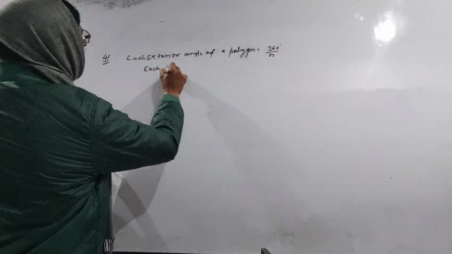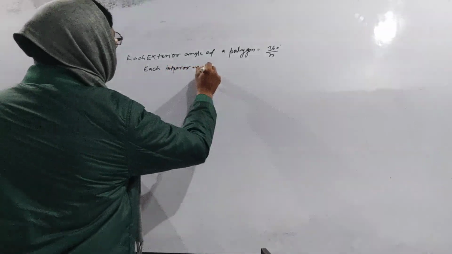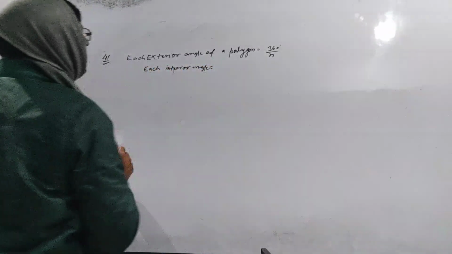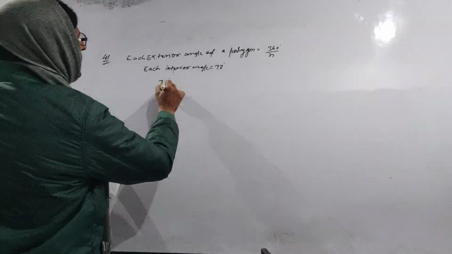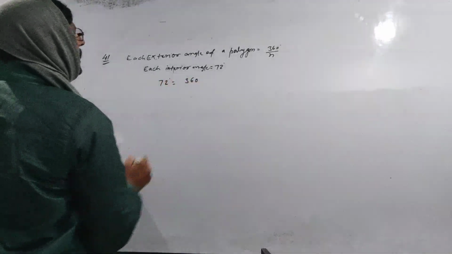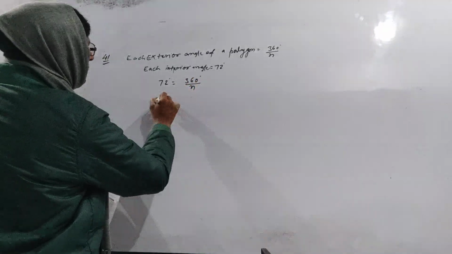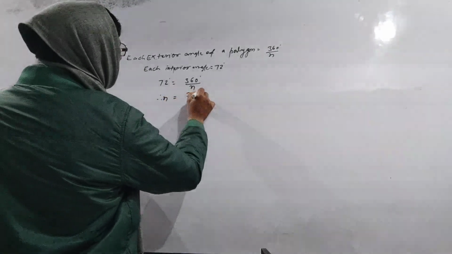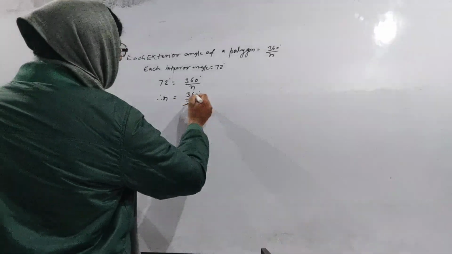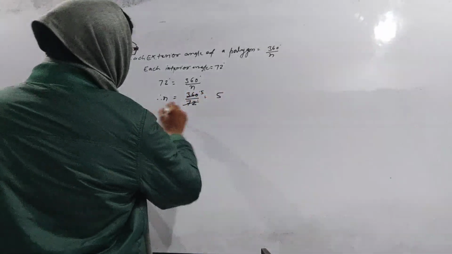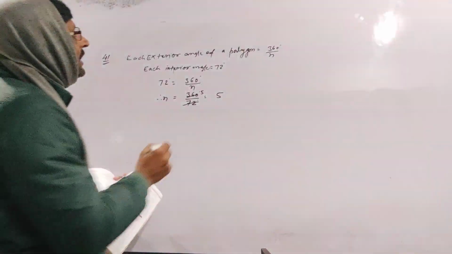each exterior angle is given as 72 degrees. So according to the question, 72 degrees is equal to 360 by n. Therefore n is equal to 360 by 72. So n is 5, meaning the number of sides will be 5. It will be a pentagon. Okay, a regular polygon like a pentagon.